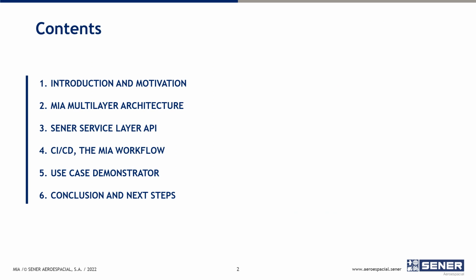So, the presentation is mainly divided into 6 sections. In the first one, we will briefly present what MIA is and the context in which it was born, as well as some concepts of the European space market that apply to MIA. In the second section, we will look in more detail at the different layers that make up the MIA architecture. Then we will explain the SENER Service Layer API, one of the most important layers of the architecture, in which NASA's core flight system plays an essential role. We will also explain the workflow imposed by the use of MIA, the demonstrator that is being used to develop and test the architecture, and finally we will present the conclusions of the presentation and the next steps to follow in the near future.